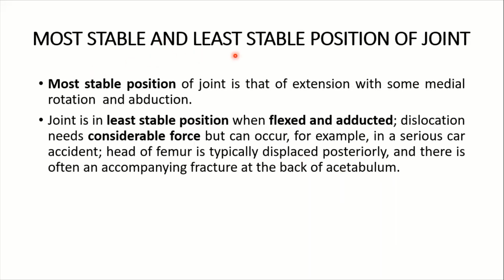So, the most stable and least stable positions of the joint. The most stable position of the joint is that of extension with some medial rotation and abduction, right? And the joint is in its least stable position when flexed and adducted. Dislocation needs considerable force, but it can occur and does occur. For example, in a serious car accident, the head of the femur is typically displaced posteriorly, and there is often an accompanying fracture at the back of the acetabulum.